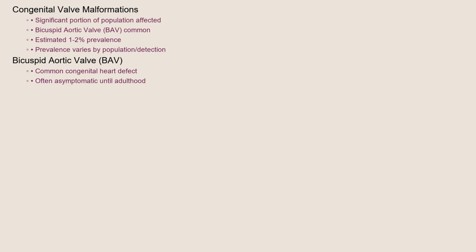Congenital valve malformations affect a significant portion of the population. Bicuspid aortic valve, for example, is estimated to affect 1 to 2% of the population, making it one of the most common congenital heart defects. Prevalence varies somewhat depending on the population studied and the methods used to detect the condition. It's important to note that many individuals with bicuspid aortic valve may not experience symptoms until adulthood.